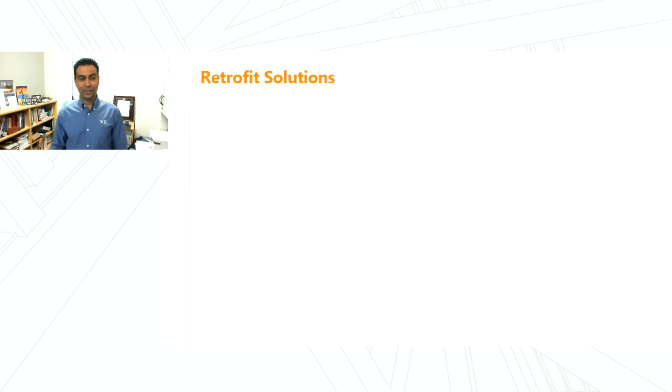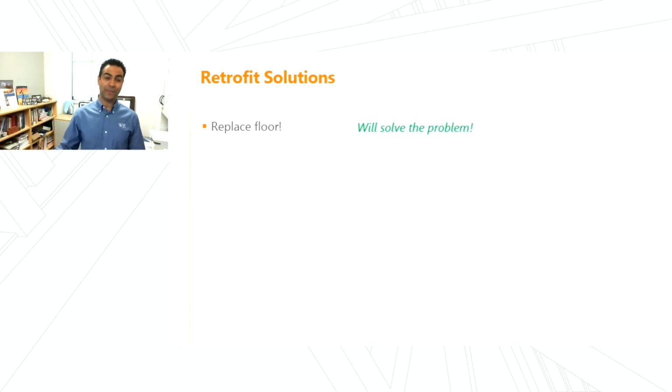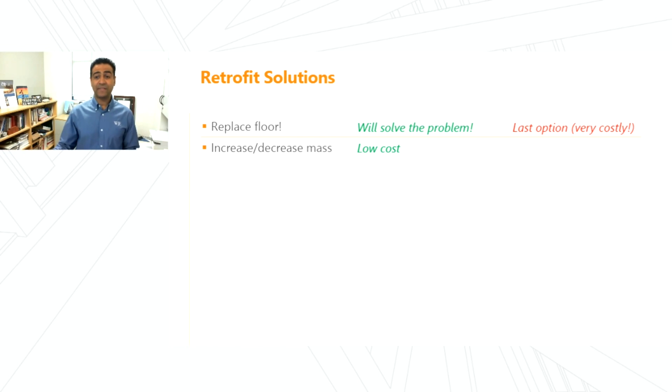And then we look at the different retrofit solutions. Starting with replacing the floor, that will definitely solve the vibration problem, but it is usually our last option because that is very costly and it also takes a lot of time. Another option, which is the easiest option in that list, is increasing or decreasing the mass. This is a very low cost option, but it also could be not very effective for a lot of the cases that we have to deal with.